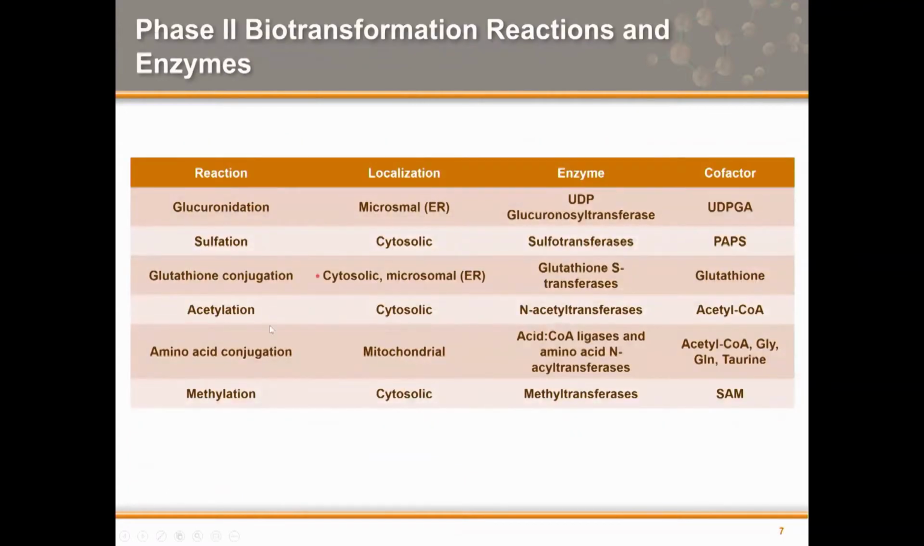This is just a summary of the conjugation reactions that occur. What's interesting here is, unlike the phase 1 reactions, which largely occur in the endoplasmic reticulum in the microsomal fraction of the cell, most of the conjugation reactions occur in the cytosol, with the exception of glucuronidation, which also occurs in the endoplasmic reticulum. There are specific enzymes that are needed to catalyze each of these reactions, as well as specific cofactors. And we'll talk in more detail about a few of these reactions.